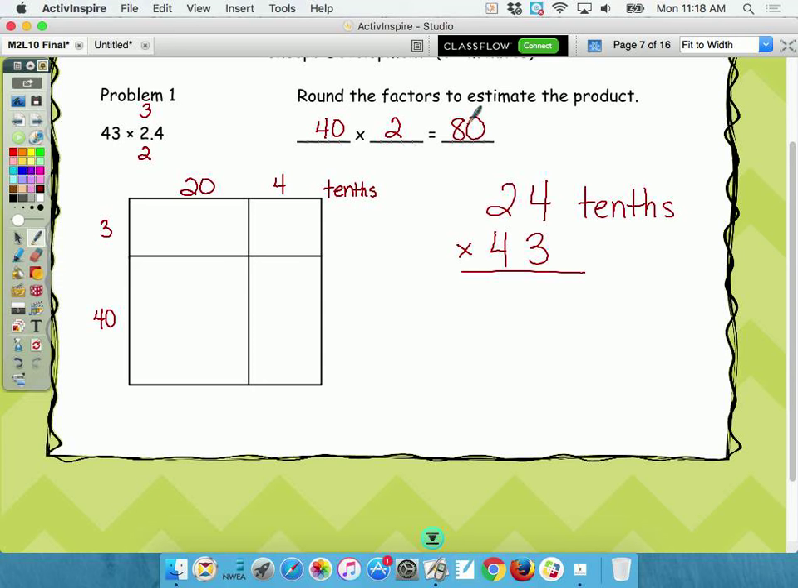Okay, so my answer is going to be somewhere close to 80 what? Ones. That's very important that you get place value in your head. You don't have to write it, but you've got to have it in your head. Okay, this is very simple math. Enjoy the simple math.